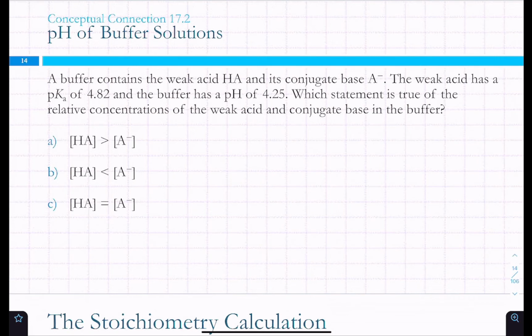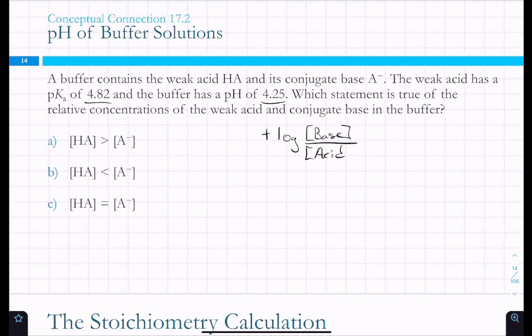So think about what the log is, because it's plus the log of base over acid. So remember, if these are the same, then pH is pKa. And we know our pKa is 4.82, but the pH is 4.25. So what happens if you put in a number larger than 1 in a log function? Just take your calculator and say log of, let's do 1.5. Yeah, so log of 1.5, larger number, is going to be positive.